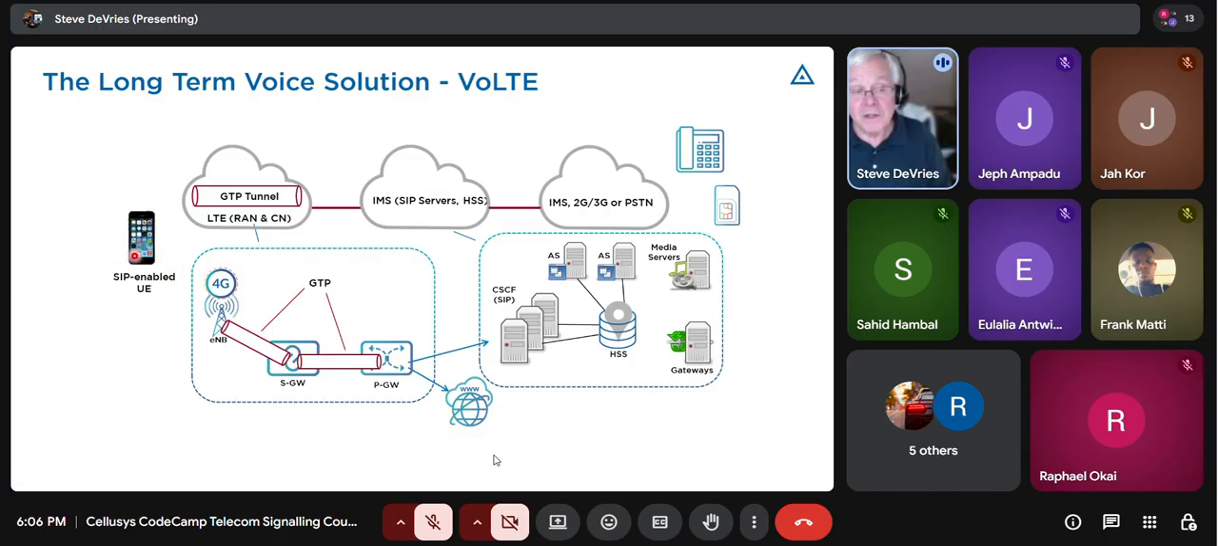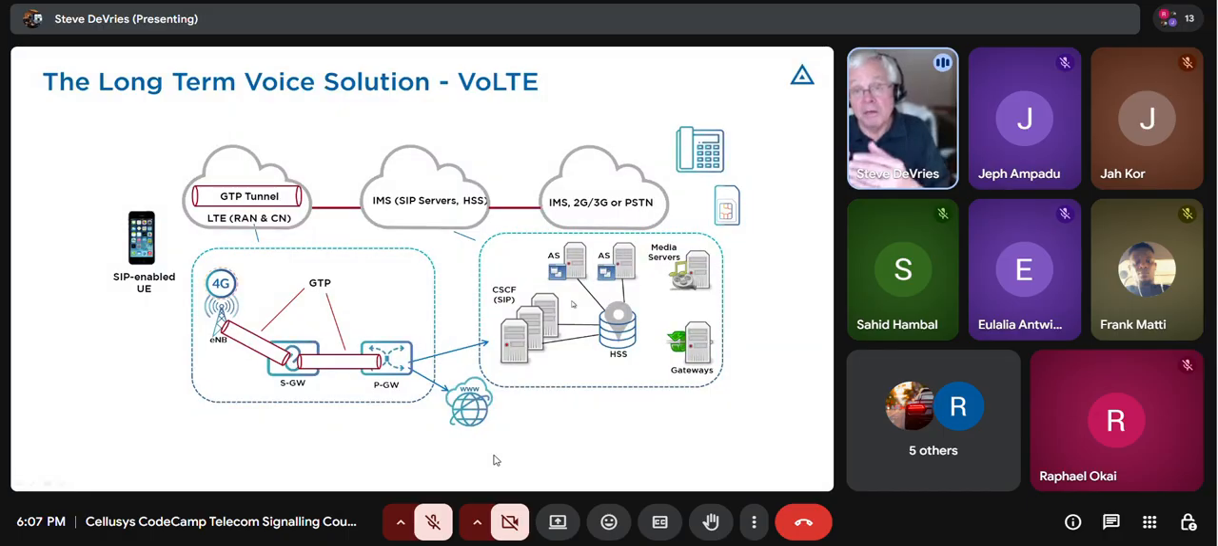This mobile device now talks a protocol called SIP. SIP is Session Initiation Protocol. That's in the mobile itself. That SIP protocol would go over the air interface right here. The E node B would then send SIP signaling through that GTP tunnel to the serving gateway. The serving gateway would send it to the PDN gateway. The PDN gateway would then send it to the IP multimedia subsystem.